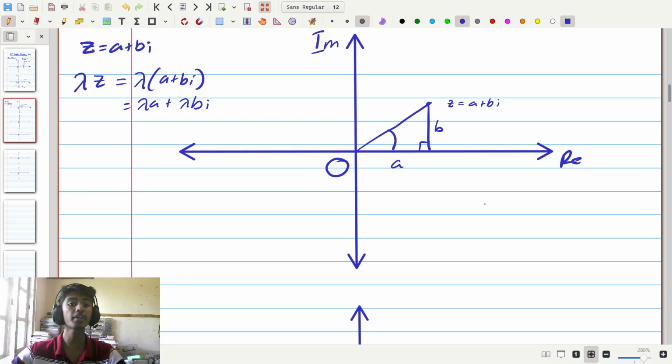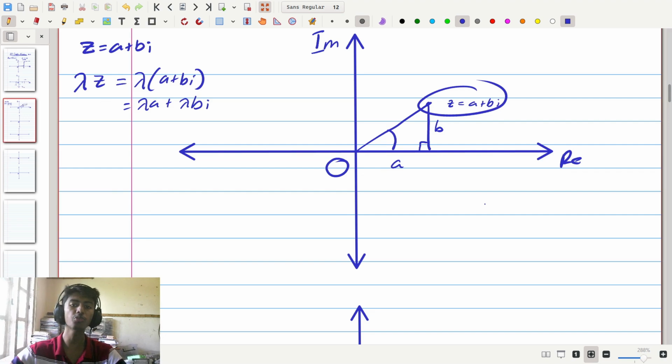Now after this, if we consider the second point, which is lambda times z, we have lambda a plus lambda bi. Considering that point, if we divide the y coordinate by the x coordinate, or the imaginary component by the real component, we get lambda b divided by lambda a, which is again equal to b divided by a. Therefore the tangent of the angle corresponding to the point lambda z is equal to the tangent of the angle corresponding to the point z, and therefore the two angles are going to be the same.